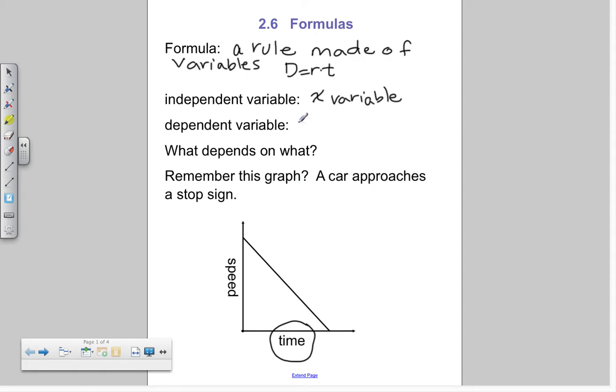The dependent variable, however, is the y variable, and y depends on what x is. So see, d here is dependent on what r and t are. Or if we just ignored r, d is dependent on t, right? D is the dependent variable. T can be whatever it wants. It's going to dictate then what d is. In this case, it's speed. The speed depends on the time. It depends what time you are on this graph to figure out what the speed is. What depends on what? So remember this graph, a car approaches a stop sign. We've got our independent variable, our dependent variable, and our function that's a story.